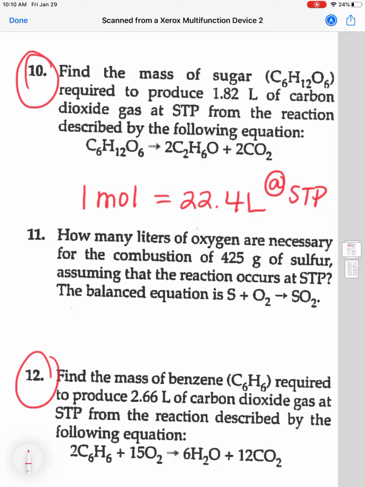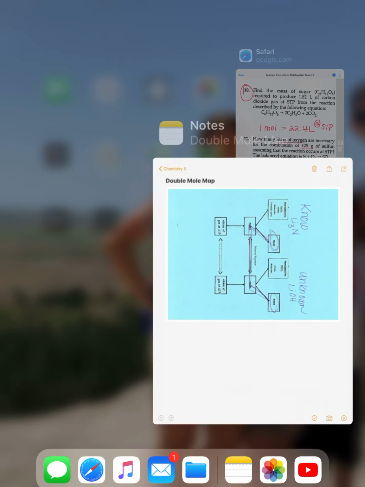So how many liters of oxygen are necessary for the combustion of 425 grams of sulfur, assuming that the reaction occurs at STP? And the balanced equation is S plus O2 yields SO2. All right, so I'm going to start with 425 grams of sulfur. They want us to change that to liters of oxygen. So I'm going to go to my double mole map.